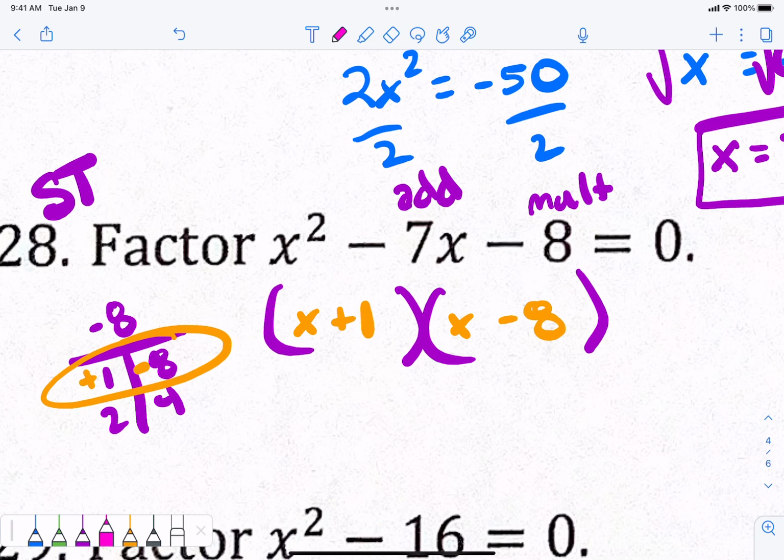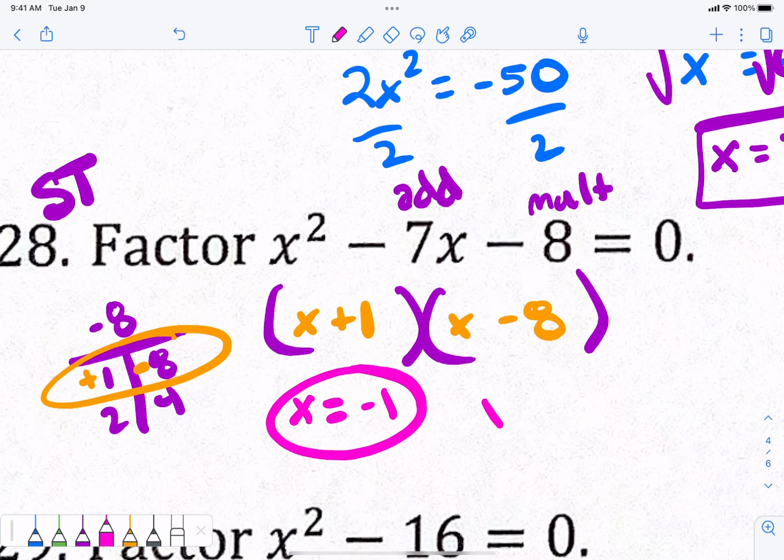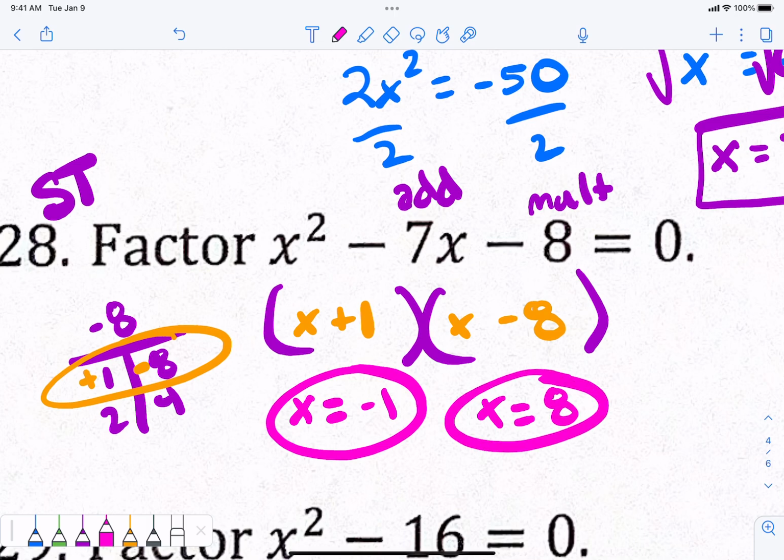Okay, not done yet. I have to set them equal to 0, so x here will be equal to negative 1, and x here will be equal to positive 8. Perfect. Okay, all right, 3 left.